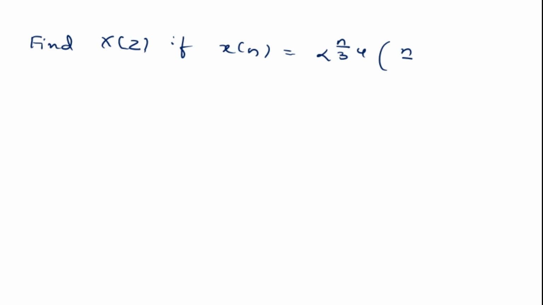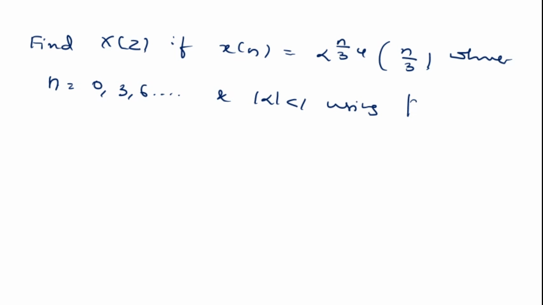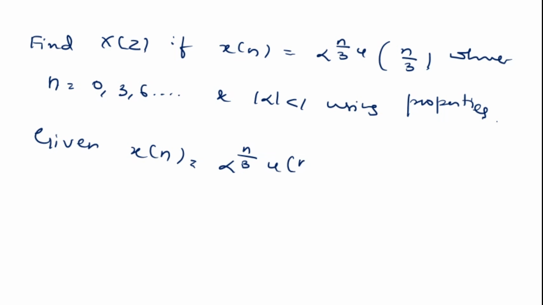Find x of z if x of n is equal to alpha to the power n by 3 into u of n by 3, where n is equal to 0, 3, 6 and so on, and mod alpha is less than 1, using properties. It is given x of n is equal to alpha to the power n by 3 into u of n by 3.